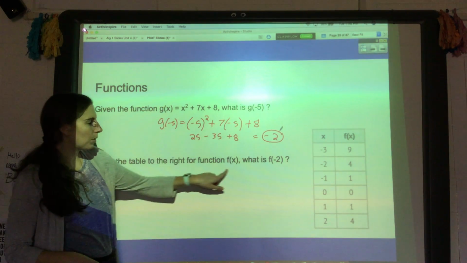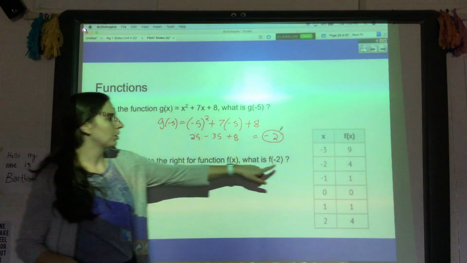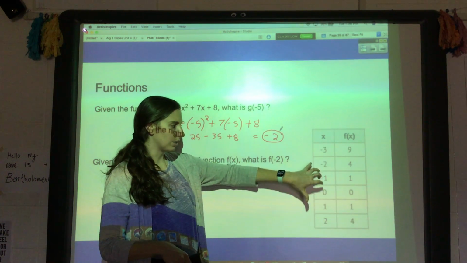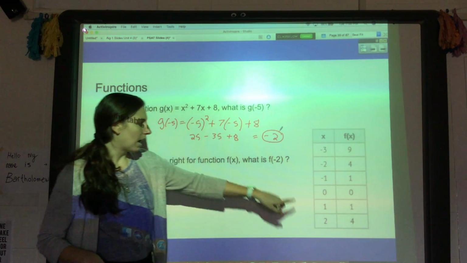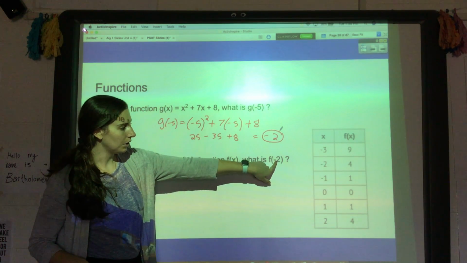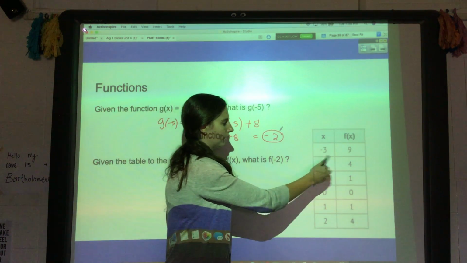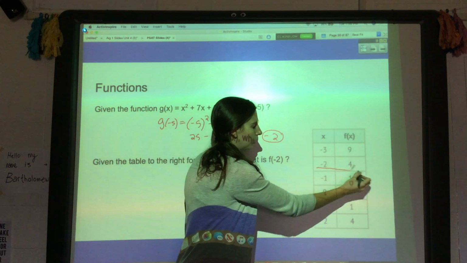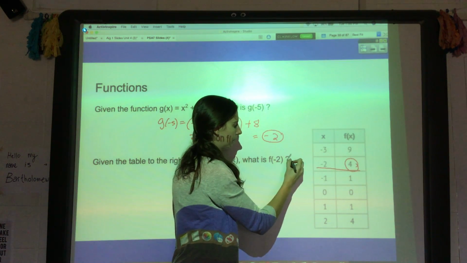On this one, they want us to use the function f of x, which is this table. It's a list of inputs and outputs. I want to know what function f is when my input is -2, which happens here. When the input is -2, the output is 4. So that's the answer.